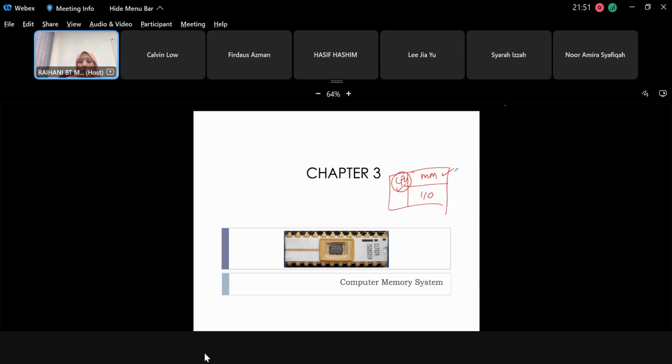Okay, how about main memory? What is the function of main memory? What can we understand about the main memory, how it works and so on. You can see that this is the chip for the main memory. This is the location to put your memory, and it actually consists of transistors and capacitors.